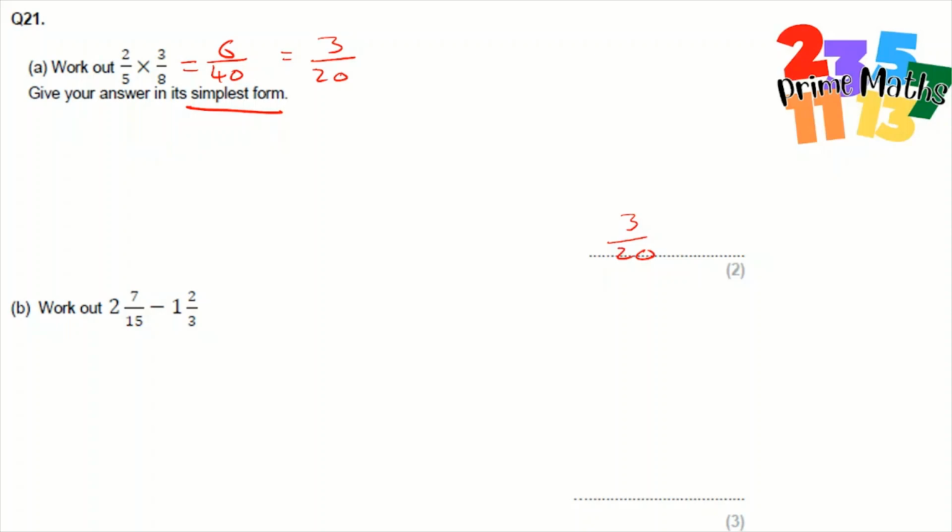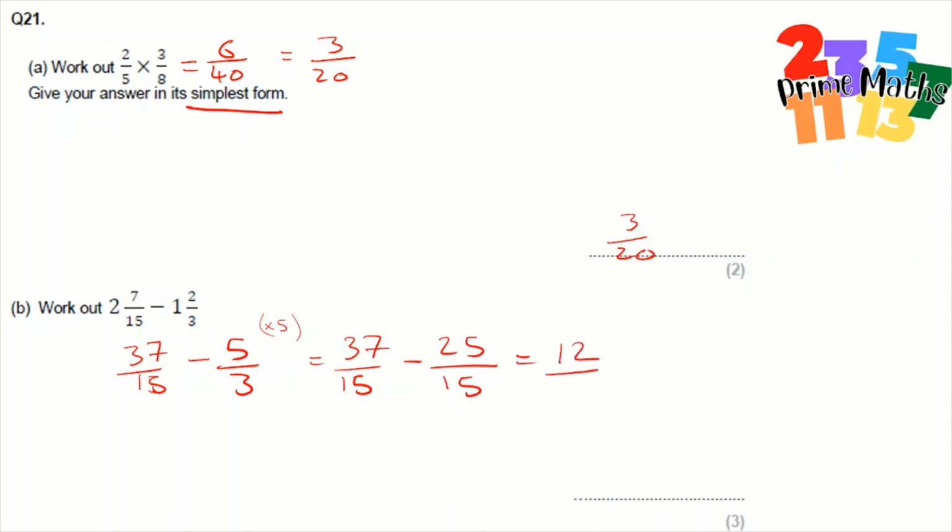For part B, we need to make these top-heavy fractions. So 2 times 15 is 30, so this is 37 over 15, and 1 times 3 is 3, so we end up with 5 over 3. I want a common denominator. My common denominator can be 15, so I'm just going to times the second fraction by 5. 37 over 15 minus 25 over 15 will give us an answer of 12 over 15.